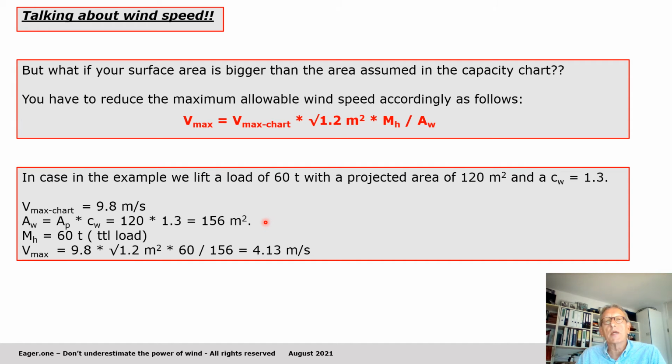With these figures we can calculate the surface area. We have a load of 60 ton, so we will be able to calculate the Vmax at 4.13 meter per second. Now what you can see here is that lifting a load with a big projected area and a big drag coefficient will result in, let's say, quite a reduction of your maximum allowable wind speed. So it's something really to be checked before starting a lift.